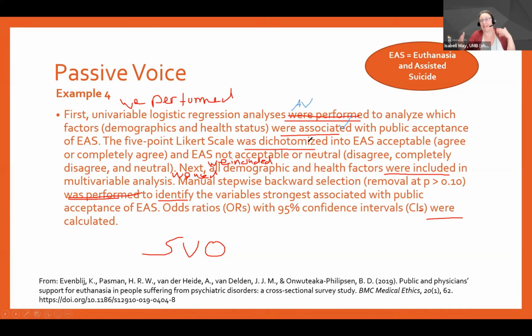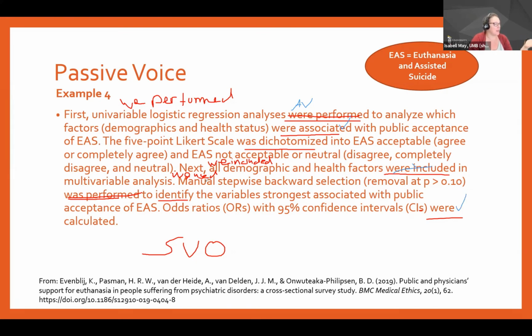You could say we dichotomized the 5-point Likert scale, but it's not that relevant that you did it. Obviously somebody did it. It's more about the Likert scale. But then maybe the next sentence, we included all demographic and health factors rather than were included. So we changed this. We used manual stepwise backward selection to identify, and then we kept the passive here.